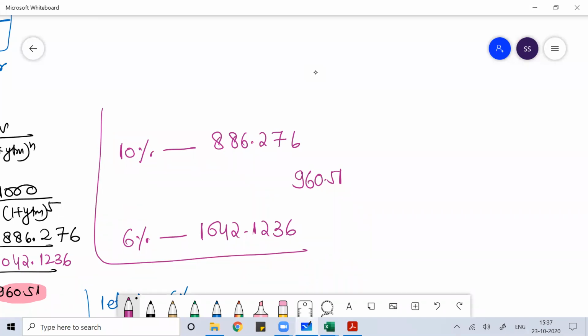The purpose is that if I take 10%, I get this; if I take 6%, I get this. So the purpose here is to find the value of R. I know the answer is between 6 and 10. If I take 10, I get 886; if I take 6, I get 1042. So I know my answer is between 6 and 10. So what is my answer?